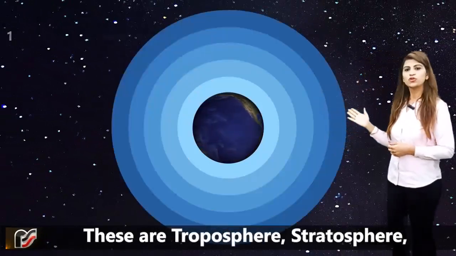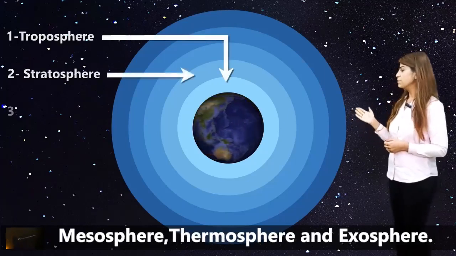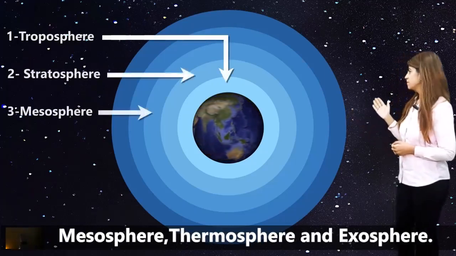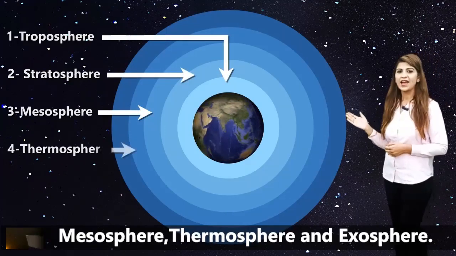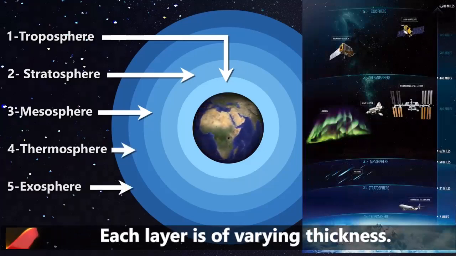These are troposphere, stratosphere, mesosphere, thermosphere, and exosphere. Each layer is of varying thickness.